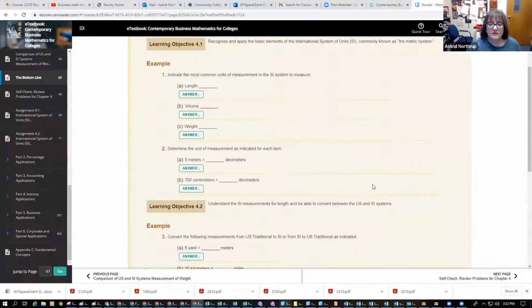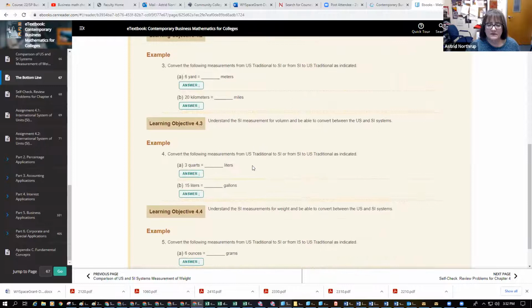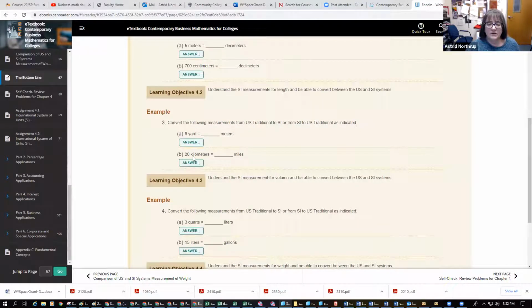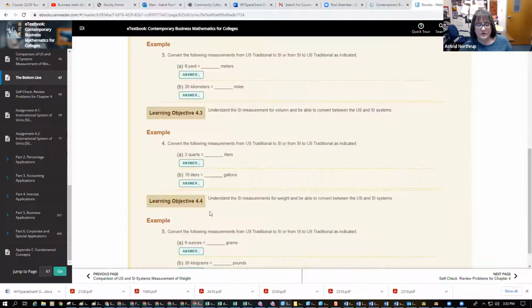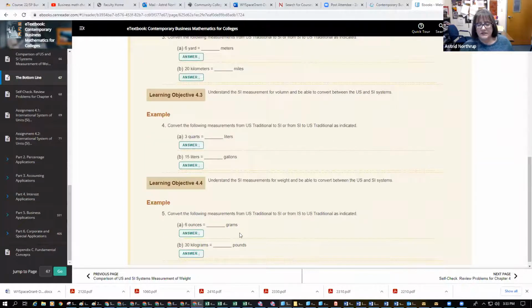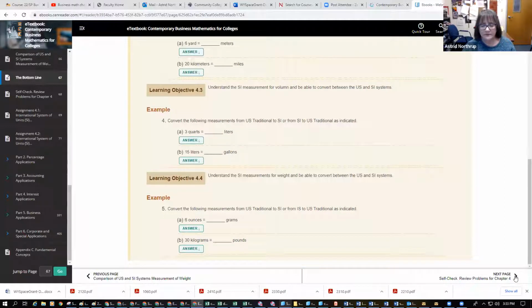All right, so then we get into the bottom line, where we just review these ideas. And then we convert. Here we're converting from US customary into metric. Here we're going from metric into US customary. These are measures of length. Same thing here, except we have measures of volume. Same thing here, except we have measures of either mass or weight.